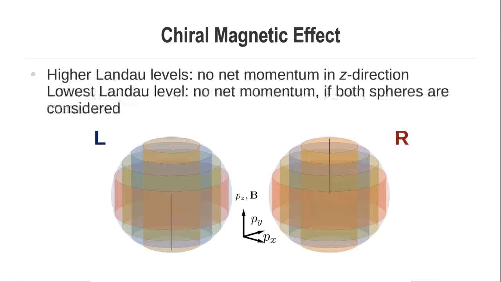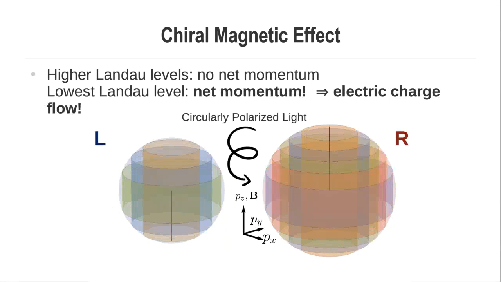However, if you put circularly polarized light on a Dirac or Weyl material, we have shown that the size of the Fermi spheres change. So now when the size of the Fermi sphere changes, if you look at the lowest Landau level, this is shorter than this. Now you have more particles going in the positive Z direction, which means you have more charged particles going in one direction than the other. You get a net electric current.